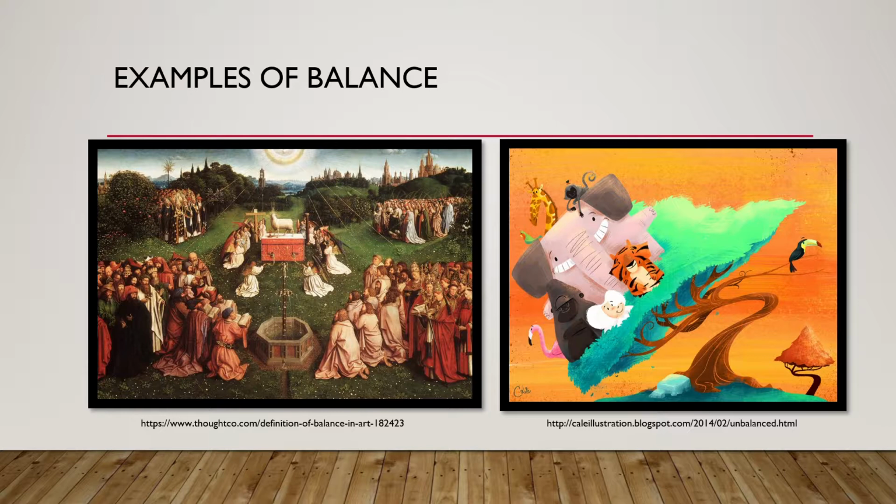On the right is an example of a painting with a heavy balance on the left side. There's a focus on the leaning tree with all the animals weighing it down. The toucan on the right side is hardly able to rebalance this tree.